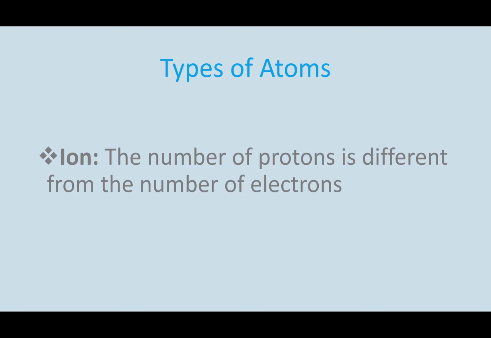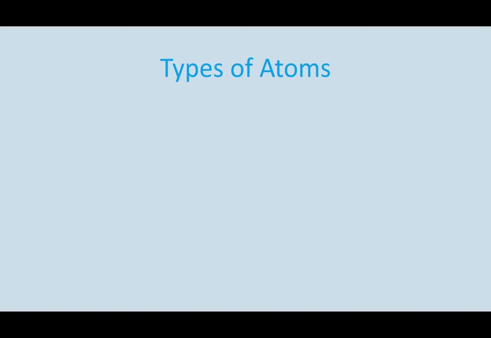The other type is called an ion. An ion is any atom where the number of protons is different from the number of electrons. This is something that is going to be new. These atoms have a charge. Because the number of protons is different from the number of electrons, we could have a result of either a positive charge or a negative charge, depending on whether we have more protons than electrons or fewer protons than electrons.